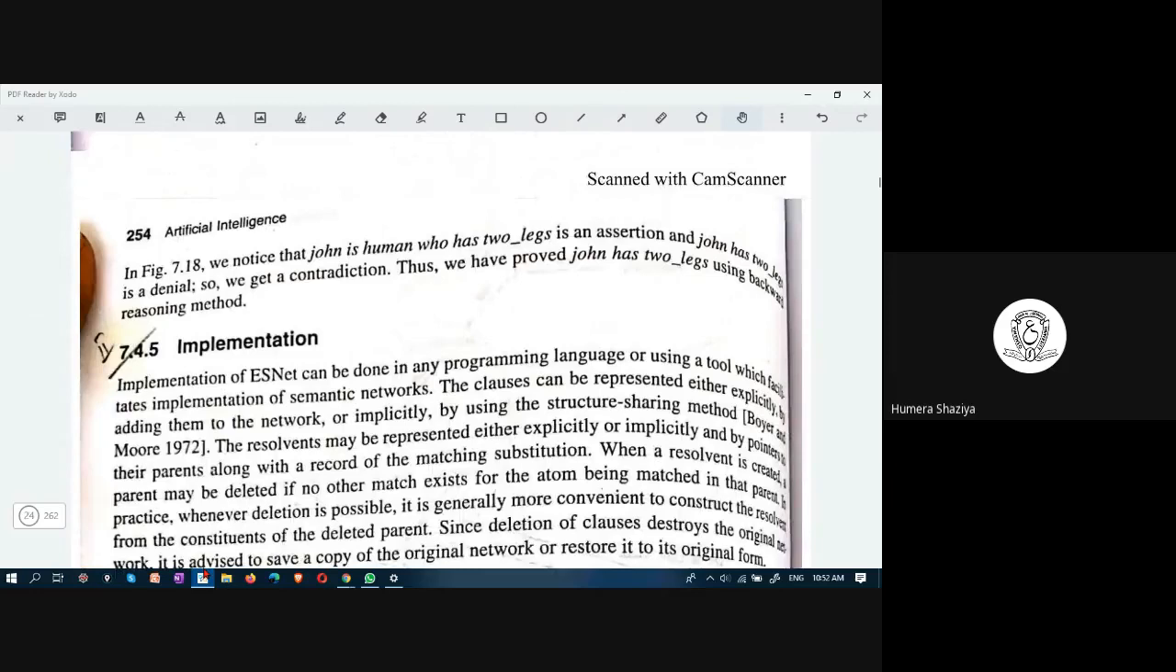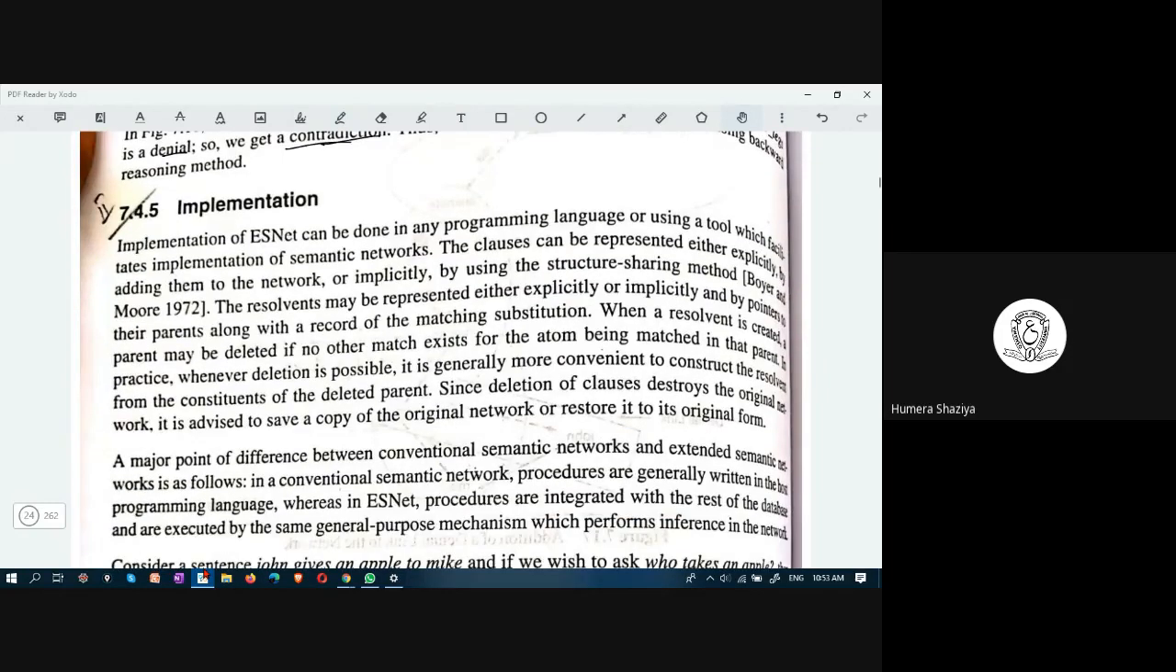Is this clear? John is a human who has two legs is an assertion, meaning a true statement. John has two legs is a denial, and we get contradiction. Because of this, we get contradiction. Because we got contradiction, we proved by contradiction that John has two legs. Any doubts, students?